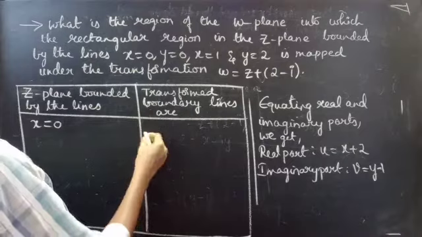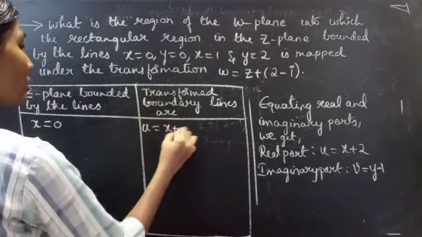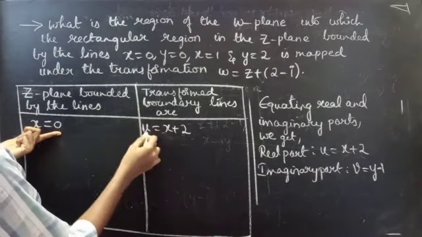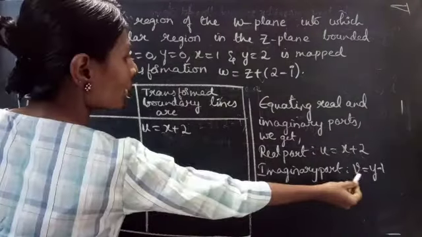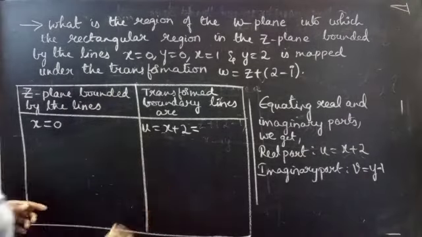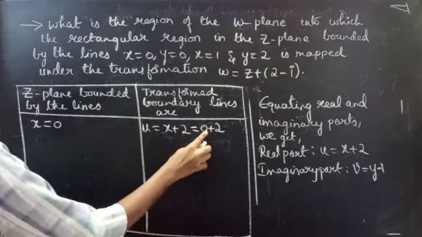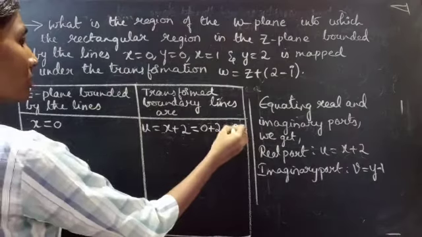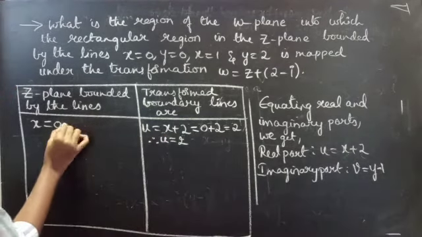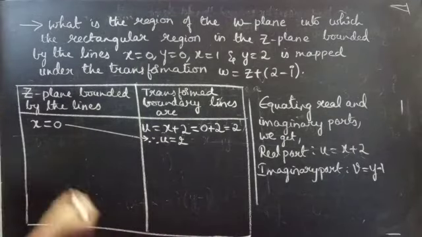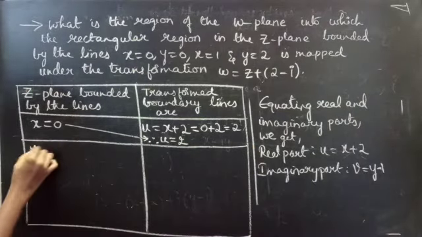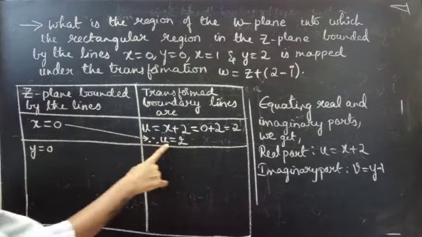Now consider u equals x plus 2. When x equals 0, you have to consider the part which has x. In the imaginary part you don't have x, only in the real part. So the real part is 0 plus 2. Putting x equals 0, you get u equals 2. So x equals 0 is transformed to u equals 2.